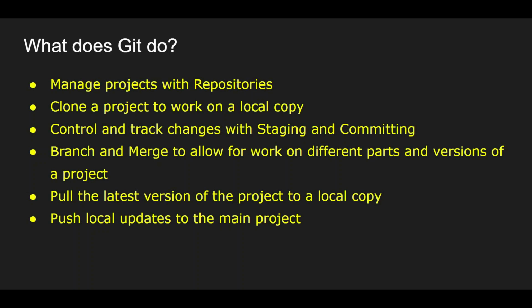So what does Git do? It manages a project with repositories, clones a project to work on a local copy, controls and tracks changes with staging and committing, branches and merges to allow work on different parts or versions of a project, pulls the latest version of the project to a local copy, and pushes local updates to the main project. So basically, Git is very helpful to pull the changes, do our development, push our changes, merge changes into our branch, and a lot of things that we are going to learn in this demo, all the operations.